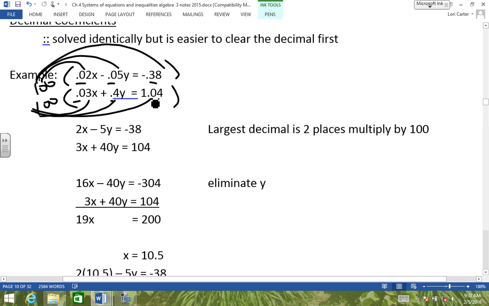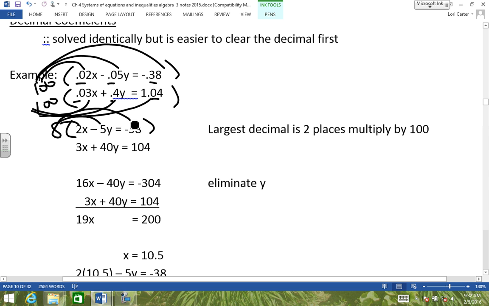What's the easiest one to get rid of? What do you think? If you use a calculator, you won't mess up. I'm gonna say the Y's. Y's, because I only have to multiply the first one by what? 8. So 16x minus 40y minus 304.